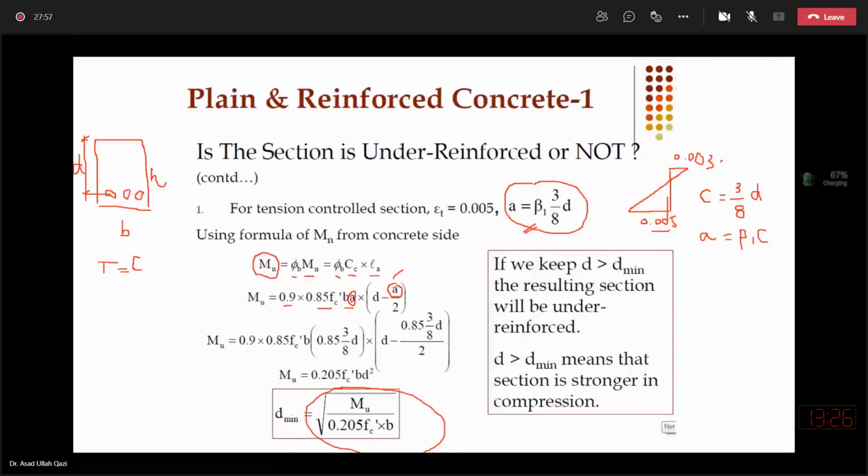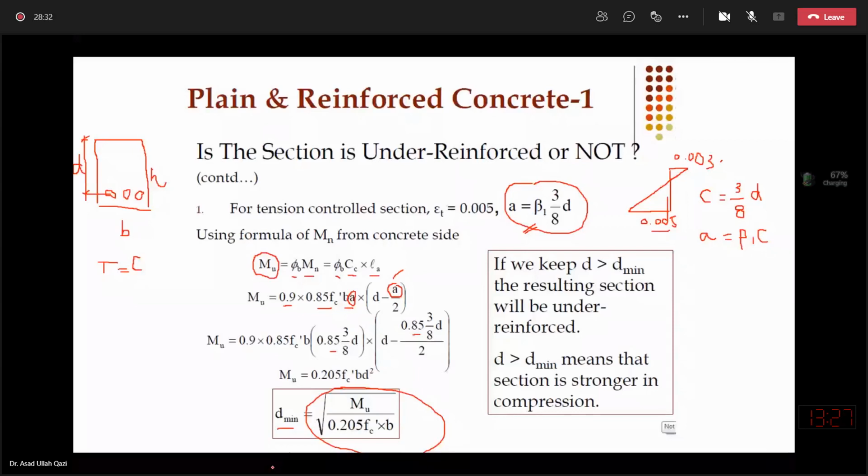and in that replacement of a with this typical neutral axis depth, I can simplify this right hand side and I can rearrange it by keeping d on one side and bringing all other variables on the right hand side.